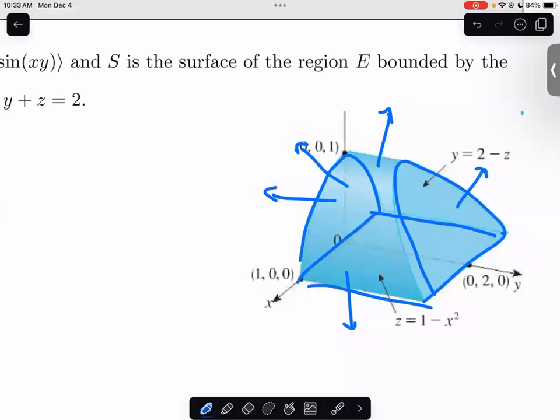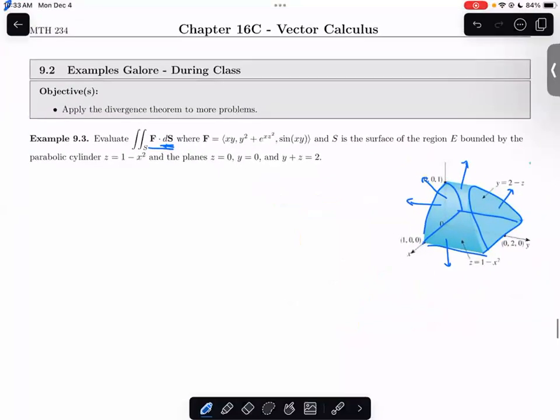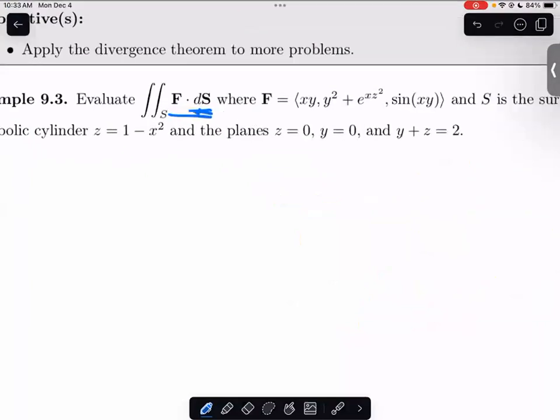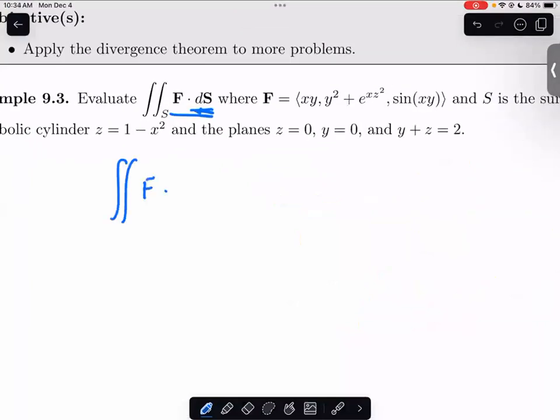So you can see, even though this problem does not say use the divergence theorem, it would be completely unreasonable to do anything else. It would take forever to solve this in the typical 16.7 style. Luckily though, this does completely surround some 3D region. And so therefore we're allowed to trade in our surface integral for a triple integral of the divergence of f.